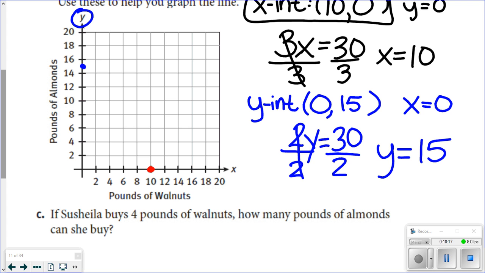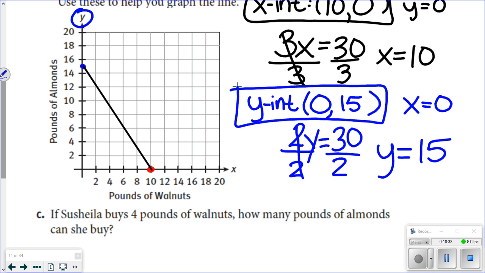y-intercept. And now what I want you to do is use a ruler or a straight edge in your pencil, and you're going to connect the two with a straight line. So I've drawn in my line, connecting my x-intercept to my y-intercept. So from 15 down to 10. And we will get more practice with these x and y intercepts later on.